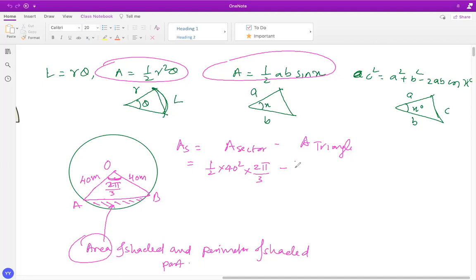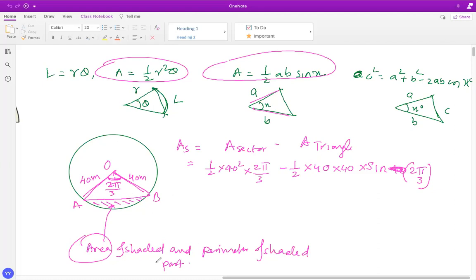That's your area of the sector, minus the area of the triangle. The area of the triangle is half a b sine C. If you see this formula, a and b are the two radii here. So a is 40, b is 40, times sine 2 pi by 3. Now you have to keep your calculator in radian mode. You can just input this and you'll get the exact answer. That needs to be done very carefully.